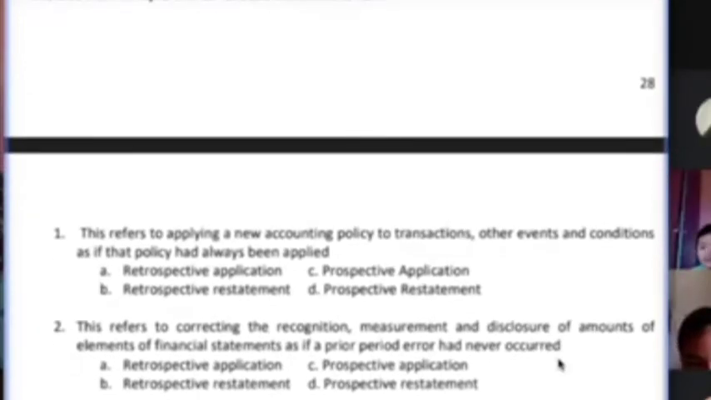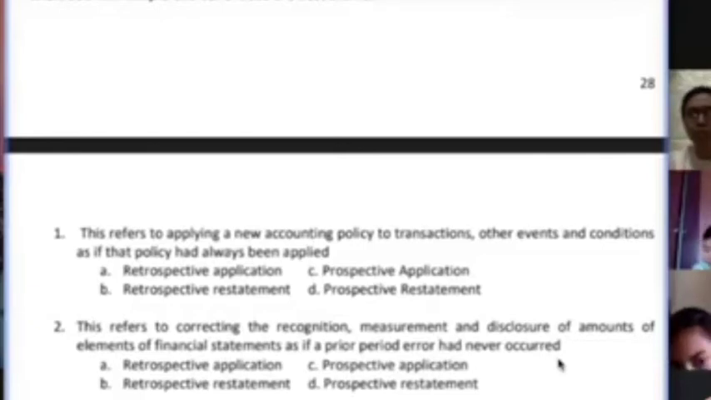Number 1, this refers to applying a new accounting policy to transactions, other events, and conditions as if that policy had always been applied. Our answer is letter A, retrospective application, because the definition of retrospective application falls into that statement. Why is letter B wrong? Retrospective application is different from retrospective restatement. Retrospective restatement is applied in prior period errors. But what are we dealing with in number 1? We're dealing with a change in accounting policy.